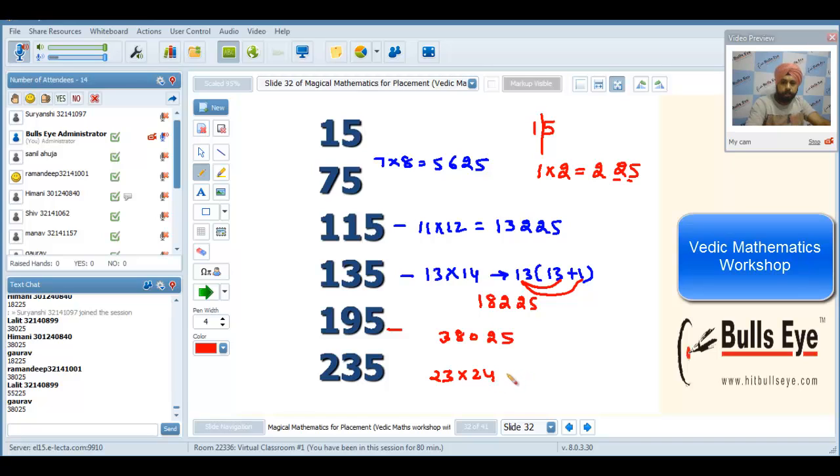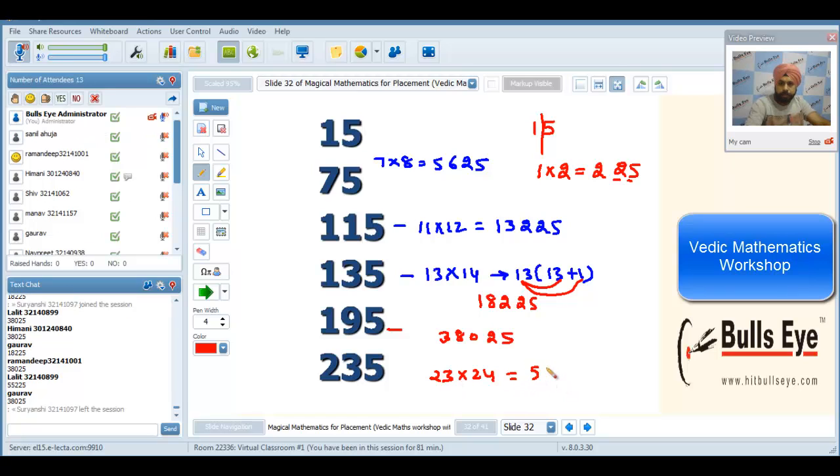You all know the square of 23. How much is that? 529. Add 23 and 529 to get it as 552, 25. Right, students?